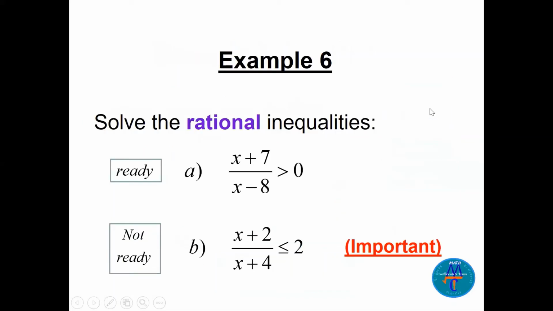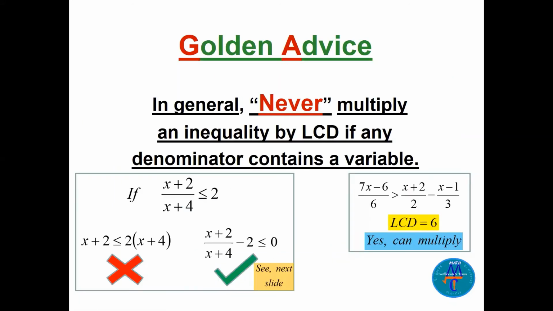Now let's see the second one. See, the second one is more difficult. There is a 2 there. We need to take it to the other side. See what will happen here.